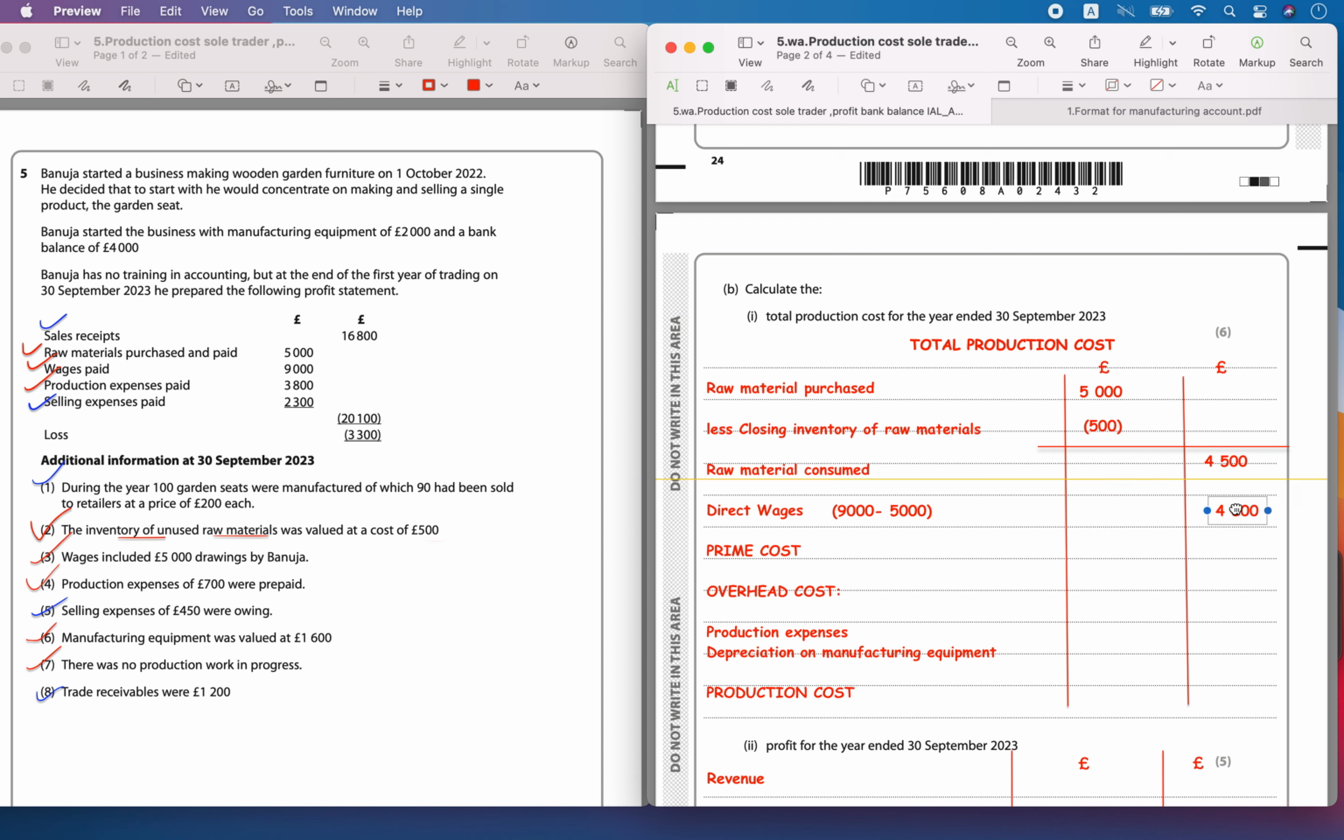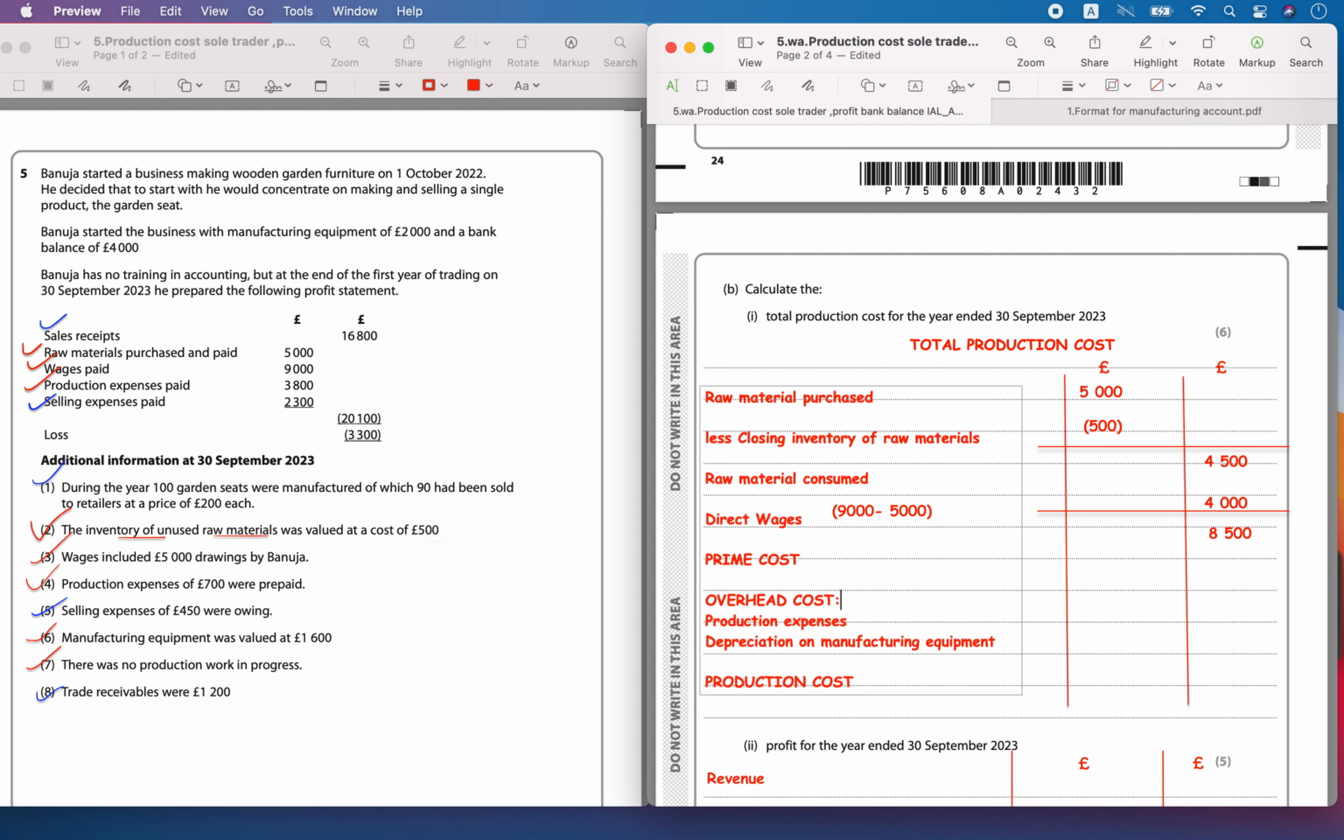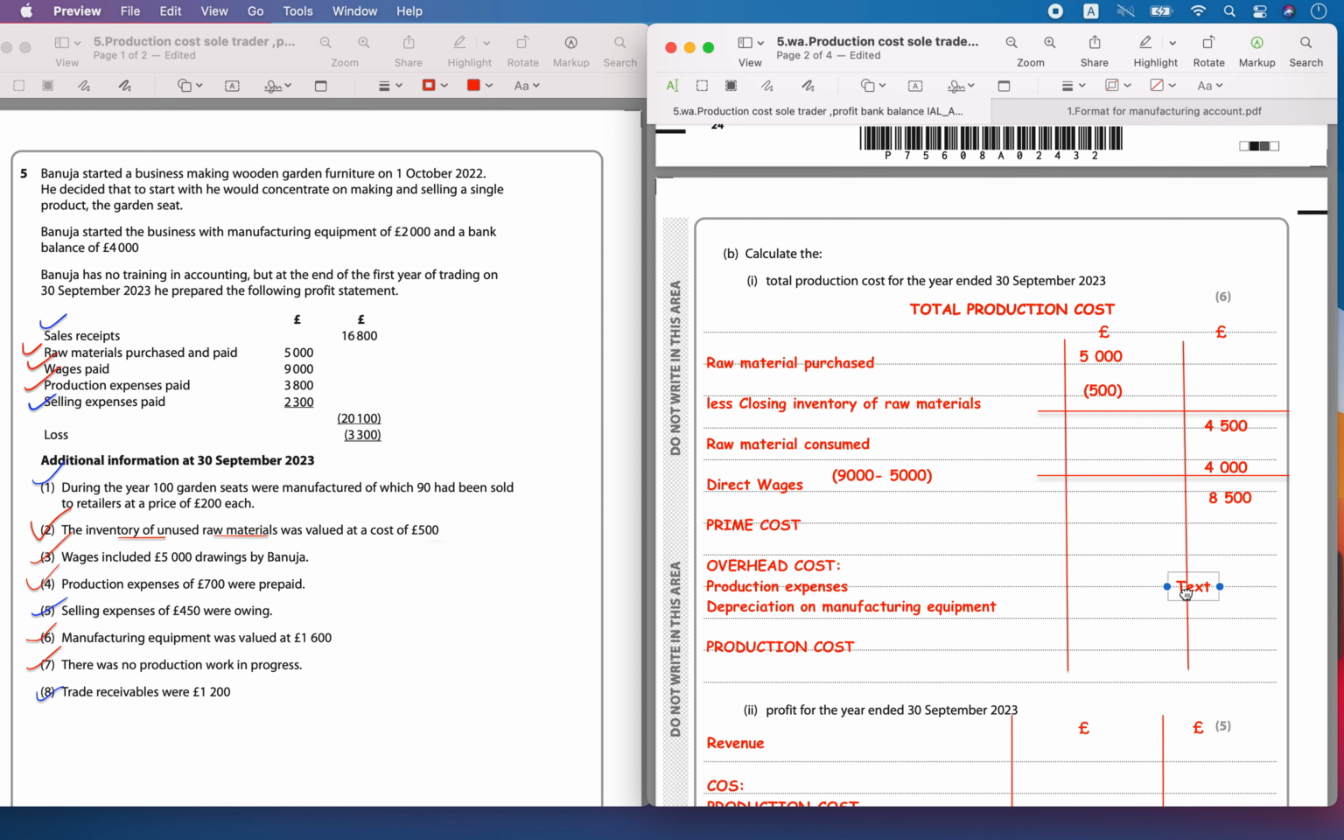Then now we will have to calculate the prime cost. So let's calculate the prime cost by adding these two costs. So this is going to be my prime cost, 8,500. Then apart from that, indirect costs or the overhead costs are also there in the business. First one is the production expenses, that is 3,800. It could be electricity, anything used for production. Then you will have depreciation on the manufacturing equipment.